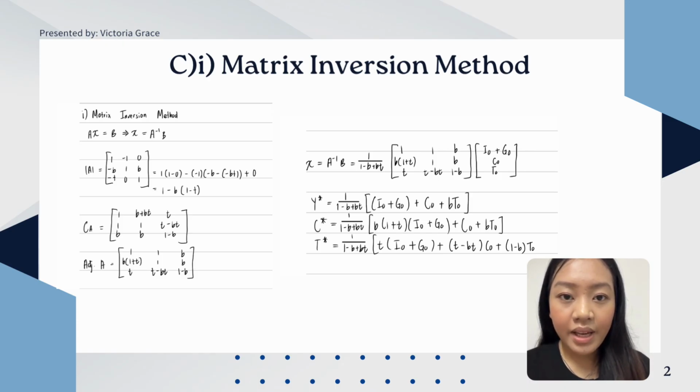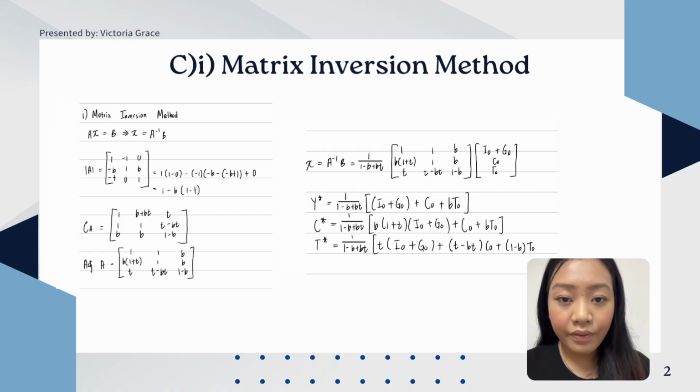Next, matrix A is defined as a 3 by 3 matrix. In the first row, the elements are 1, -1, and 0. In the second row, the elements are negative B, 1, and B. In the third row, the elements are negative T, 0, and 1.